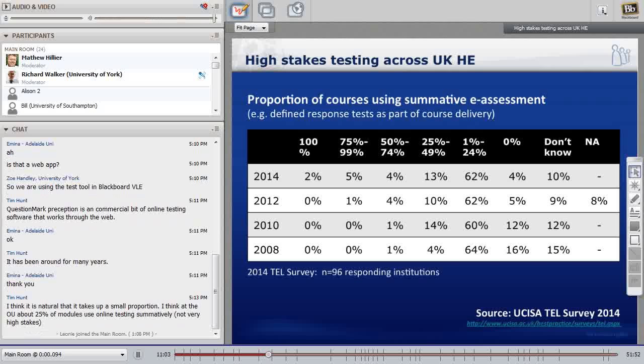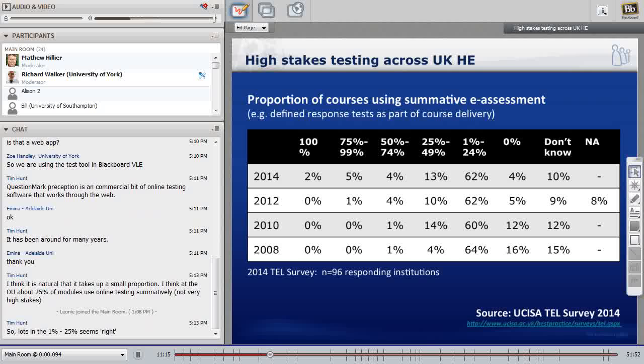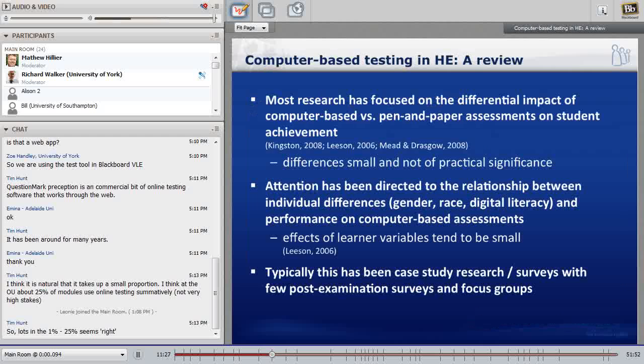But the question is, to what extent is this activity in engaging students with high stakes testing actually evidenced through hard research evidence? So, to investigate that further, we looked at the literature, and what we saw was that the research to date had not focused really on the student perspective, but had focused more on the impact of computer-based testing versus pen and paper and traditional formats. And although there have been a number of studies there, the output had not shown any major differences between the two mediums.